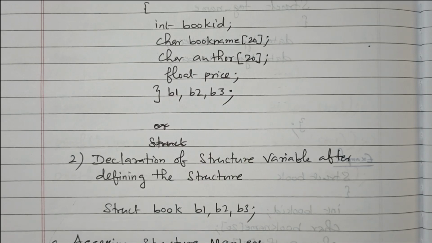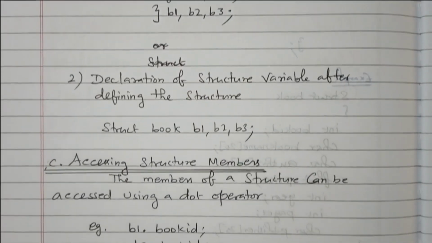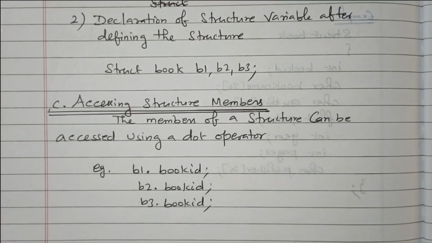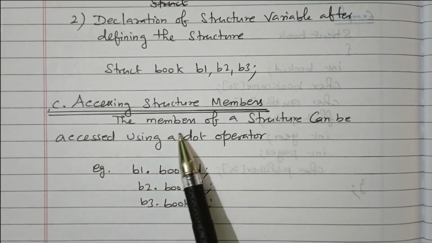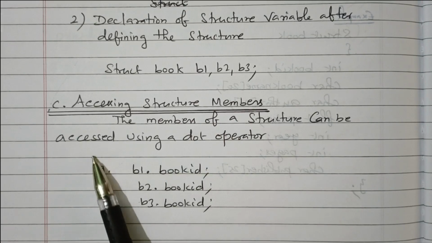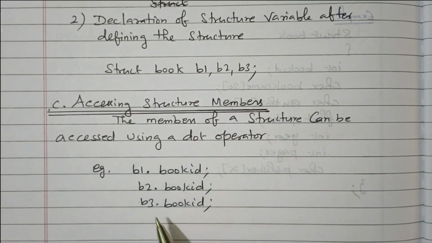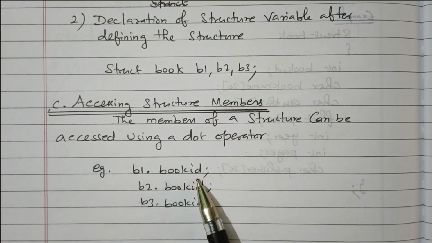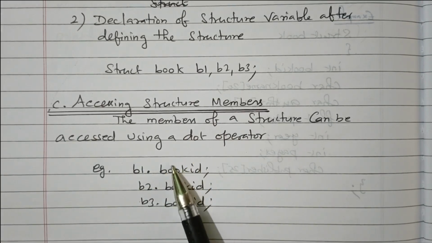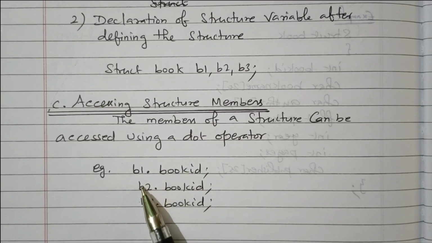Now we'll go to accessing the structure members. How to access, how to differentiate the structure members. The member of a structure can be accessed using a dot operator. Dot operator, what is that example? b1 dot book id. Book id is one of the variables. These b1, b2 are structure variables. So b1 dot book id means first book id, b2 dot book id means second book id, b3 dot book id means third book id.